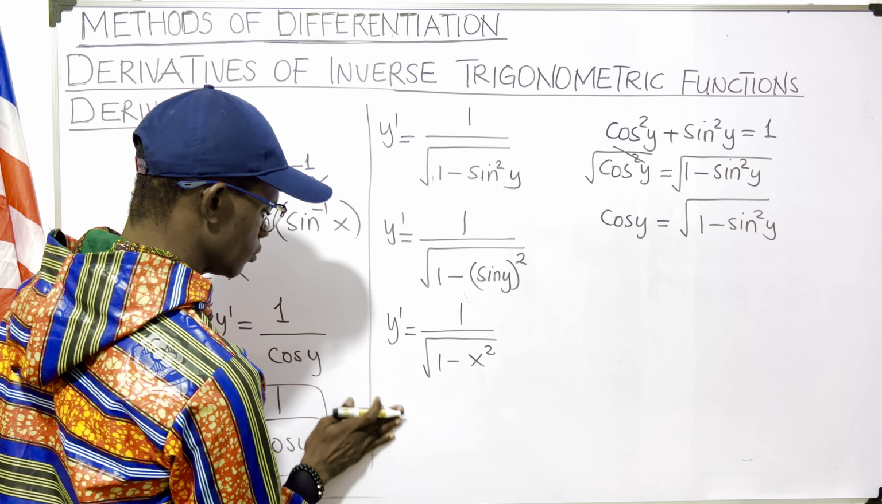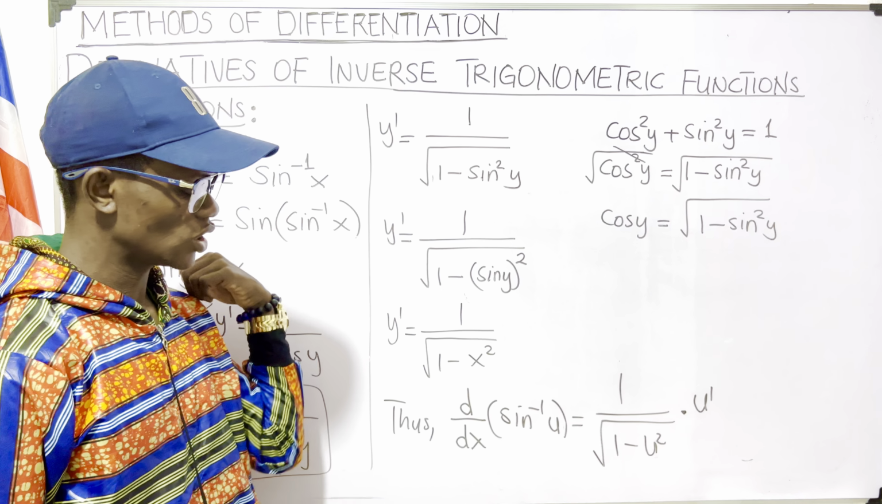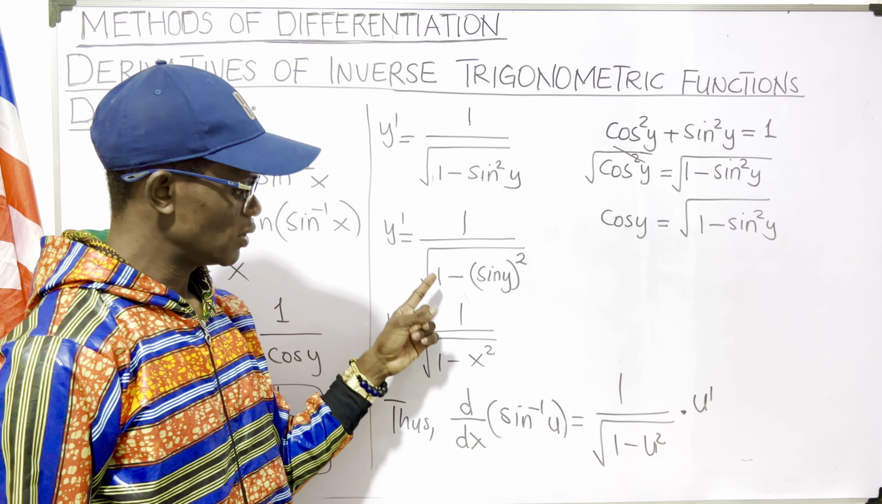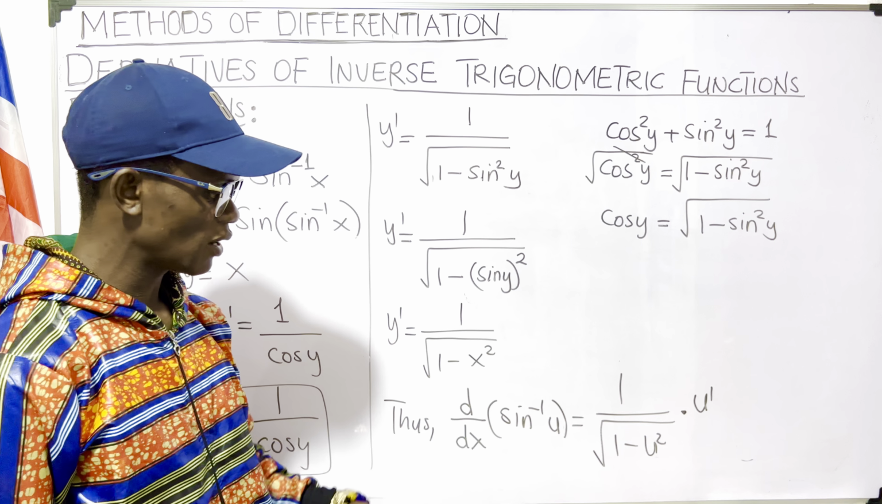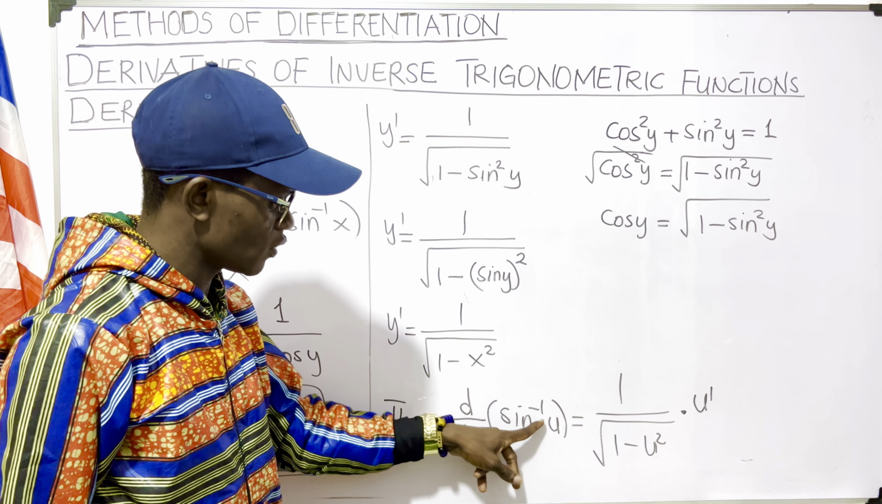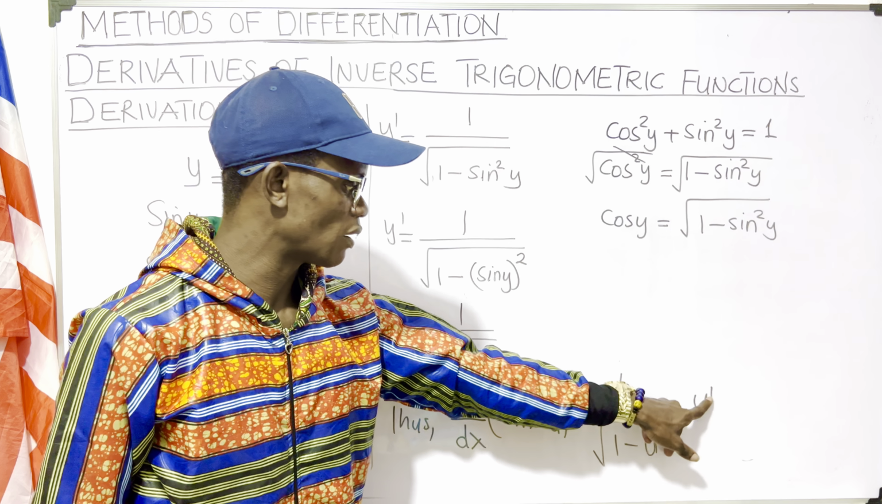But what if we're considering a general form, considering u to be a function? We're going to say 1 all over the square root of 1 minus u squared, times u prime. That is, if we differentiate the trigonometric inverse function like we did in the previous lesson on the trigonometric functions, when we differentiate the trig function, we must differentiate the angle. So when we differentiate the trig inverse function, we must also differentiate the angle, which is u.